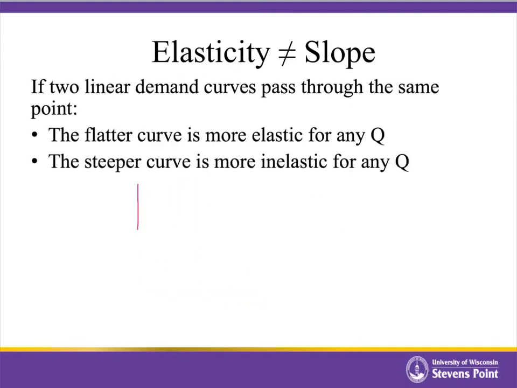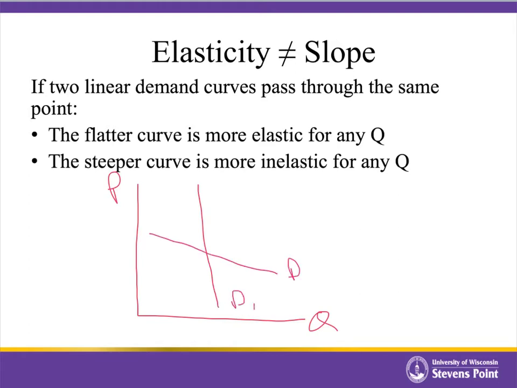Now, suppose that we have two demand curves that we're able to graph together, and they go through the same point. So if we have two demand curves like this that intersect, I'll call this demand 1 and demand 2, we could conclude that the flatter curve, in this case demand 2, is always more elastic than the steeper curve. The steeper curve here, which would be demand 1, is always more inelastic for any quantity. And so we do a lot of times just eyeball the slope to think about elasticity. Steeper curves tend to be more inelastic, flatter demand curves tend to be more elastic.